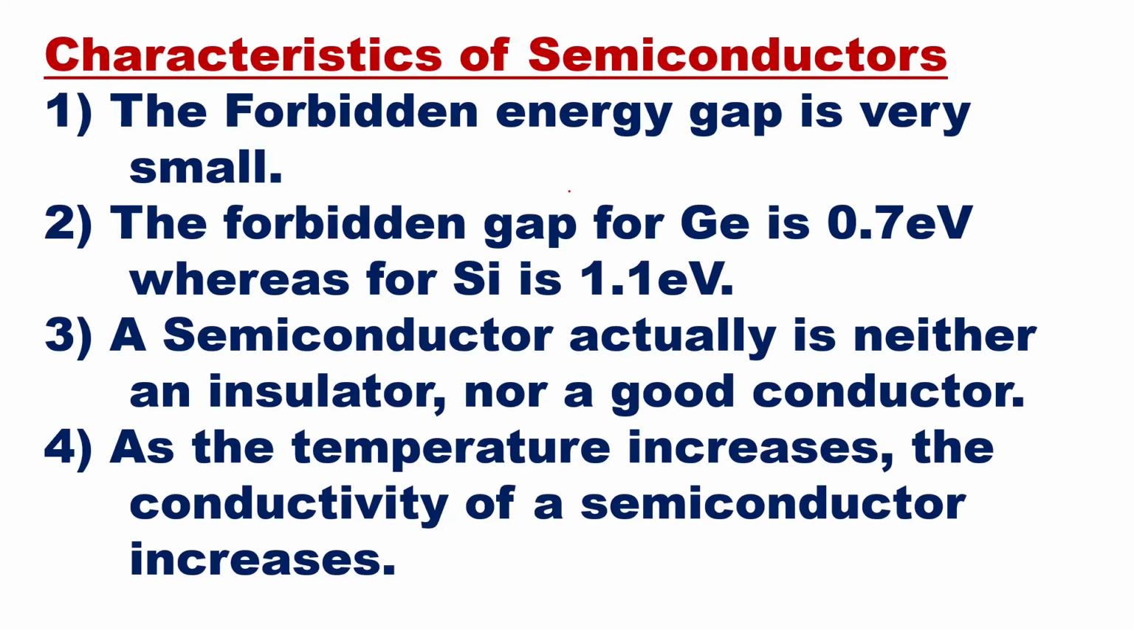If you see the characteristics of semiconductors, the forbidden energy gap is very small. The forbidden gap of germanium is 0.7 electron volt, whereas for silicon it is 1.1 electron volt. A semiconductor actually is neither an insulator nor a good conductor. As the temperature increases, the conductivity of a semiconductor increases.